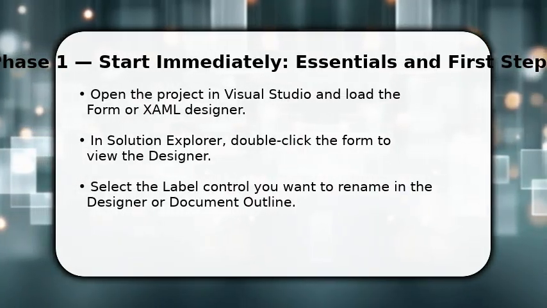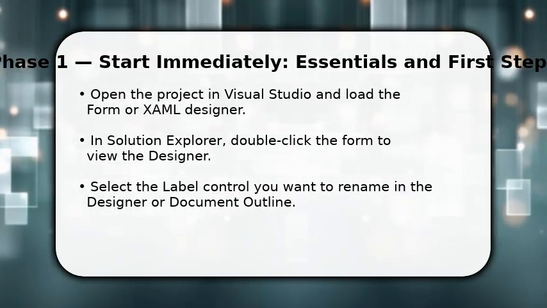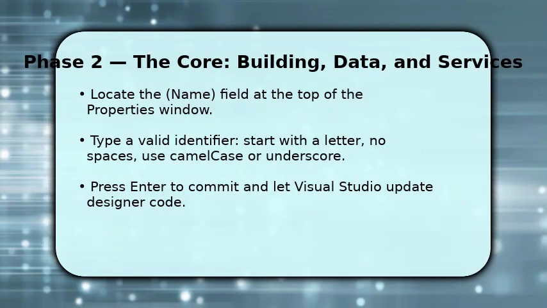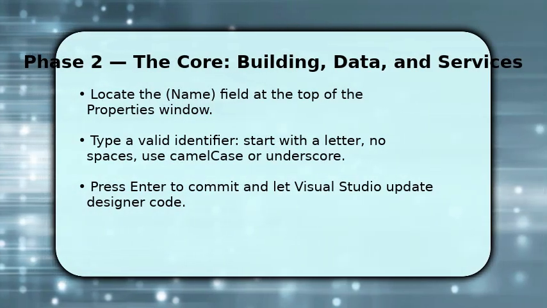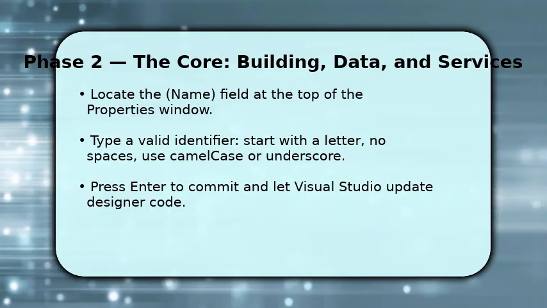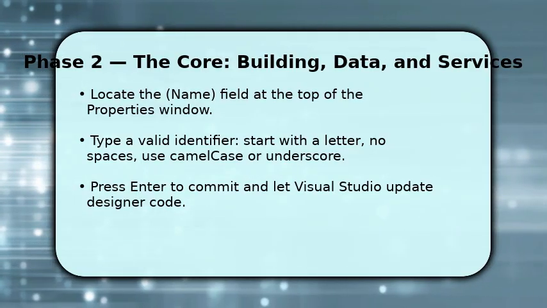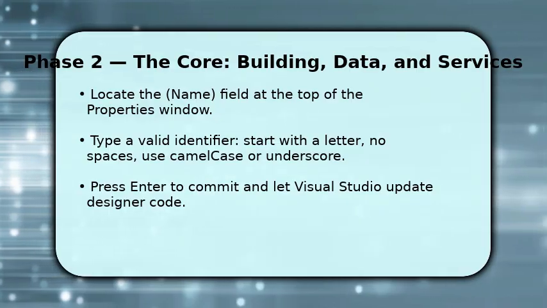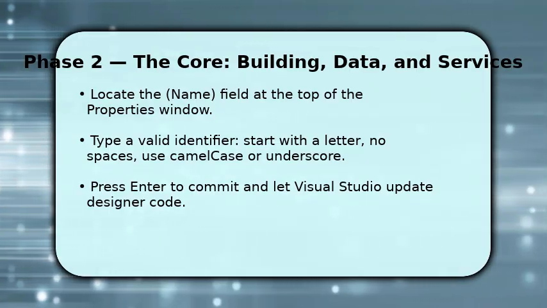This keeps code-behind references intact and prevents runtime errors. Once the Properties window shows the control, focus the Name property. It's usually at the top. Change the identifier to a valid C# name, for example, myLabel or lblStatus. Make sure to avoid spaces and punctuation.